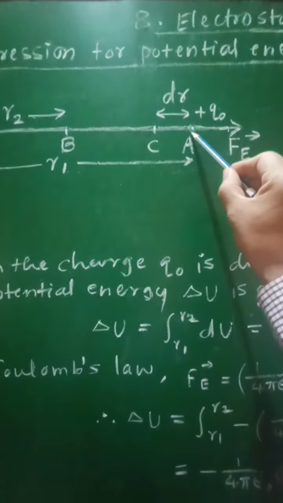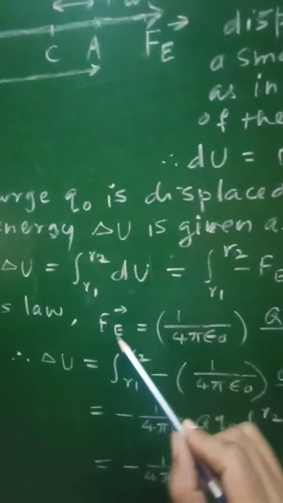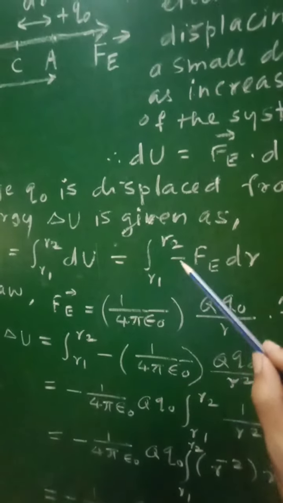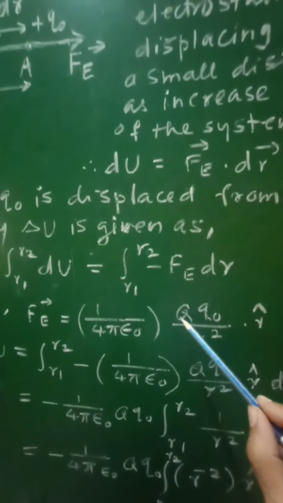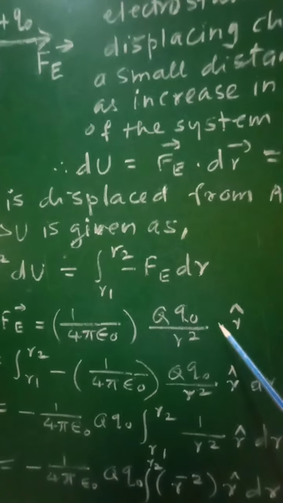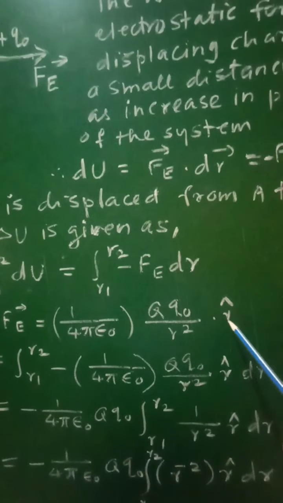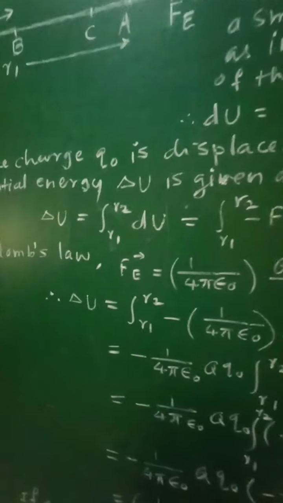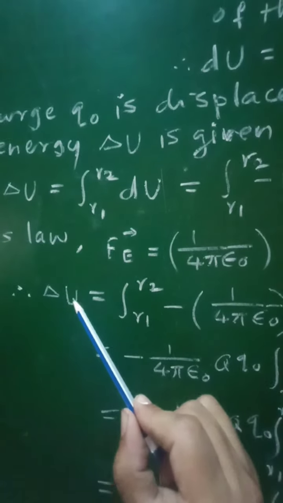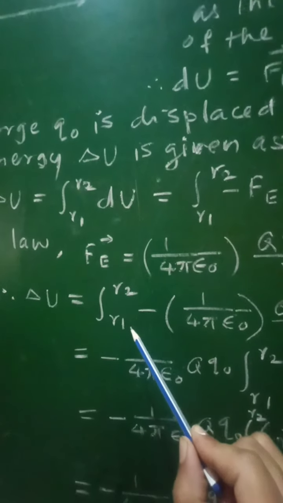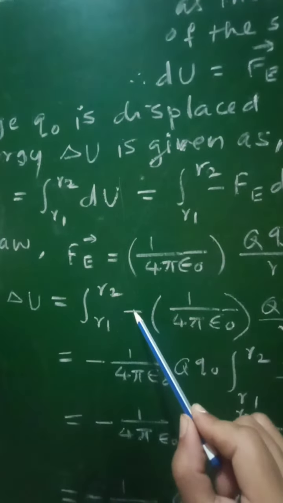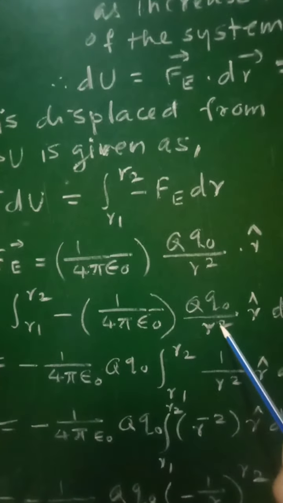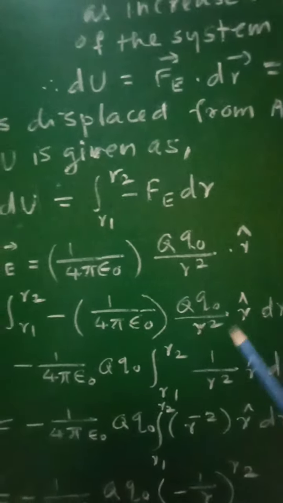Now we apply Coulomb's law because the two charges are separated by some distance here. According to Coulomb's law, the electrostatic force Fe is equal to 1 upon 4 pi epsilon 0 into Q0 upon R square into unit vector r. This unit vector will give only the direction since its magnitude is equal to 1. Therefore, the change in electrostatic potential energy delta U will be equal to integration r1 to r2 of minus 1 upon 4 pi epsilon 0 q0 upon r square into r dr.